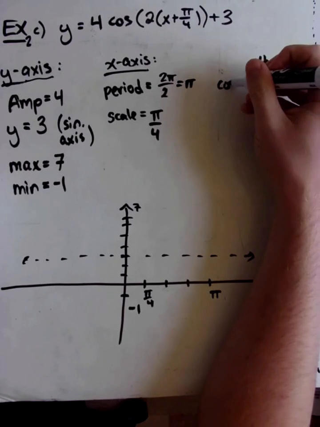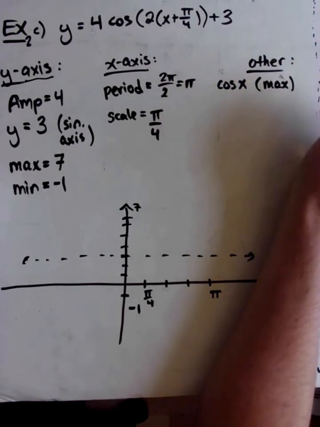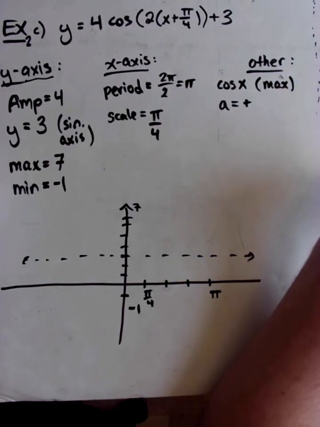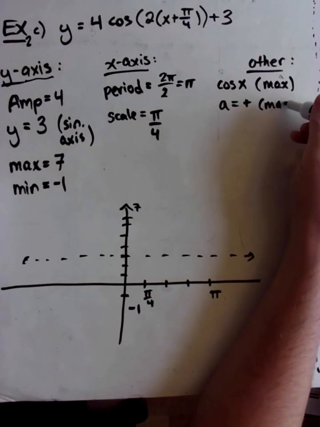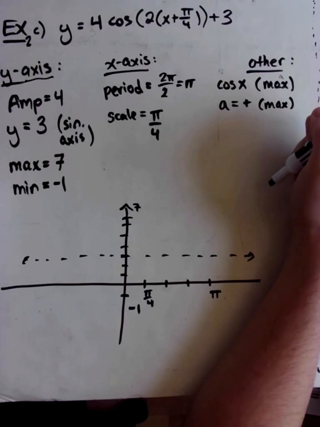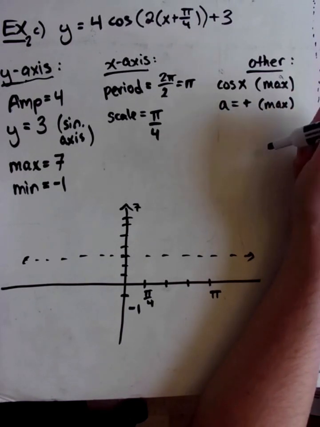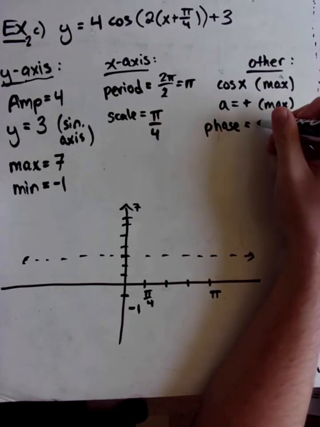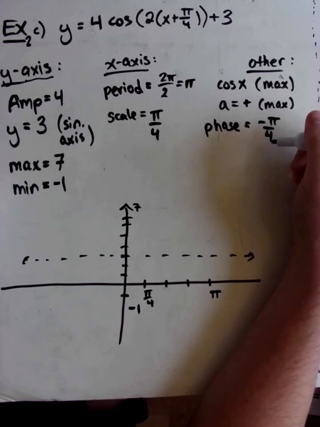Otherwise, what else do we need to know? We know that a cosine x graph is going to start at the max for a normal graph. A is positive, so in this case, we also are going to start at the max. If it was negative, then this graph would start at the minimum. Okay, it would flip our graph completely, but because A is positive, we're going to start at the max as well. Phase shift in this question is equal to negative pi over 4. Remember that h values are always flipped.